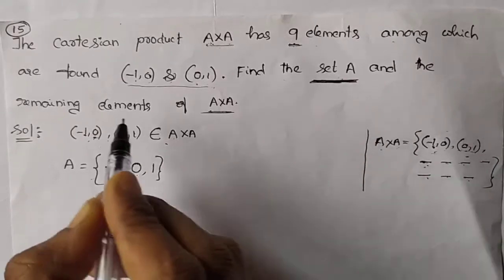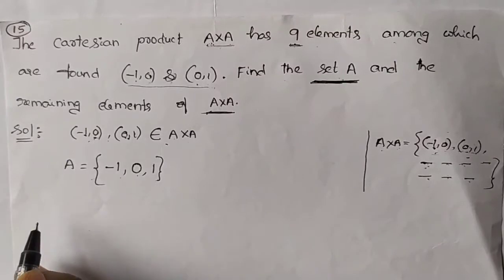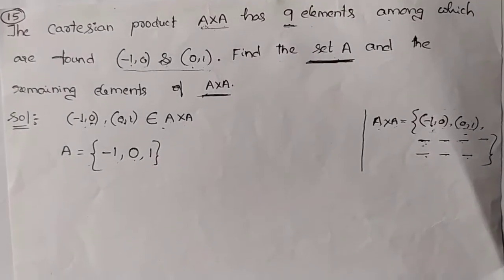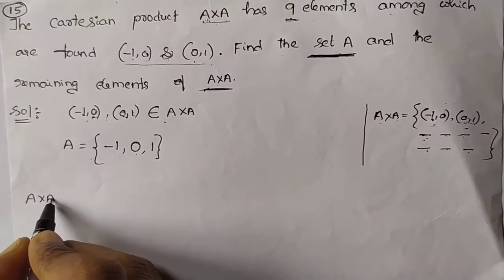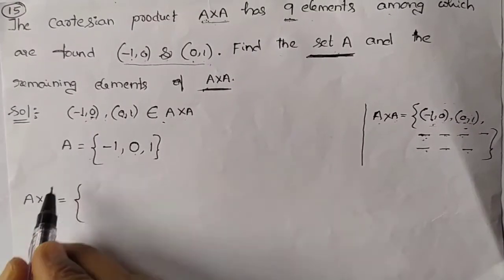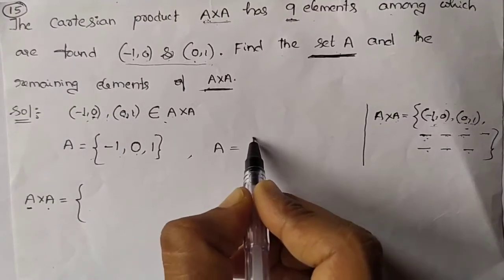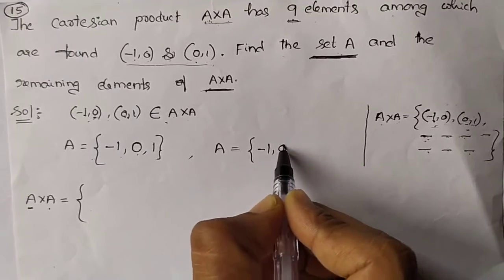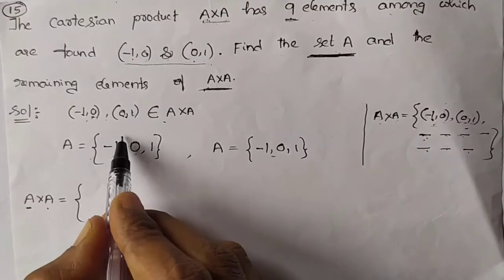Next, what do we have to find? The remaining elements of A cross A. Let us find out A cross A. Once again, write down the set A equals {-1, 0, 1}, and with this set A we have to find A cross A.